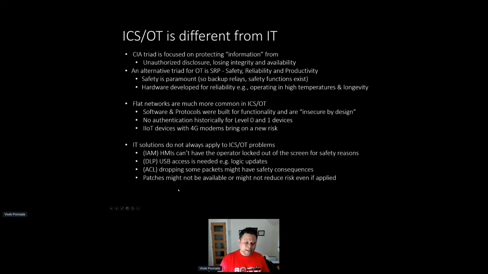Similarly, patching on the HMIs or even on the firmware level for the PLC might not be available at all, because this is an older PLC, 15 years old, maybe out of support, but you can't replace it, obviously, for availability reasons, or maybe you don't have the budget for it. And other times, even if there is a patch and you apply it, it might not reduce the risk at all, because like I mentioned before, these protocols themselves are insecure by design. So yes, you patch the HMI, yes, you patch the PLC, but someone used a legitimate port, legitimate protocol to access something because they got in through the IT network, and they're still able to impact the PLC.